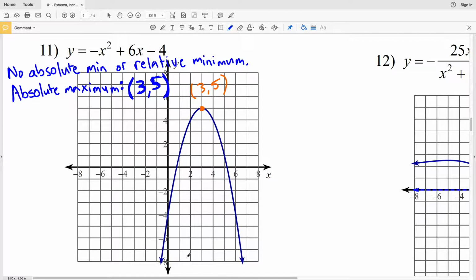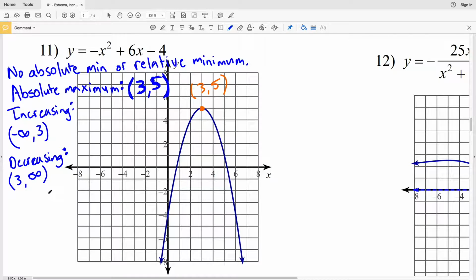Now we're going to see where the function is increasing and decreasing. Because it's just a parabola that opens down, it's increasing until that maximum. So it increases from negative infinity all the way until the x value for the maximum, which is 3, and it's decreasing from that maximum x value to positive infinity. So from 3 to infinity. And that's our solution in number 11.